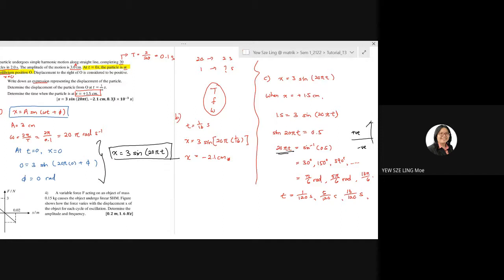Okay, so it's a periodic motion. Dia asyik oscillate. So, dia akan berada di 1.5 cm banyak kali. Okay, bukan sekali saja. So, you can determine quite a lot of times given. Right? So this question is slightly more complicated. I give you 3 minutes to solve it. Okay, to write it down.